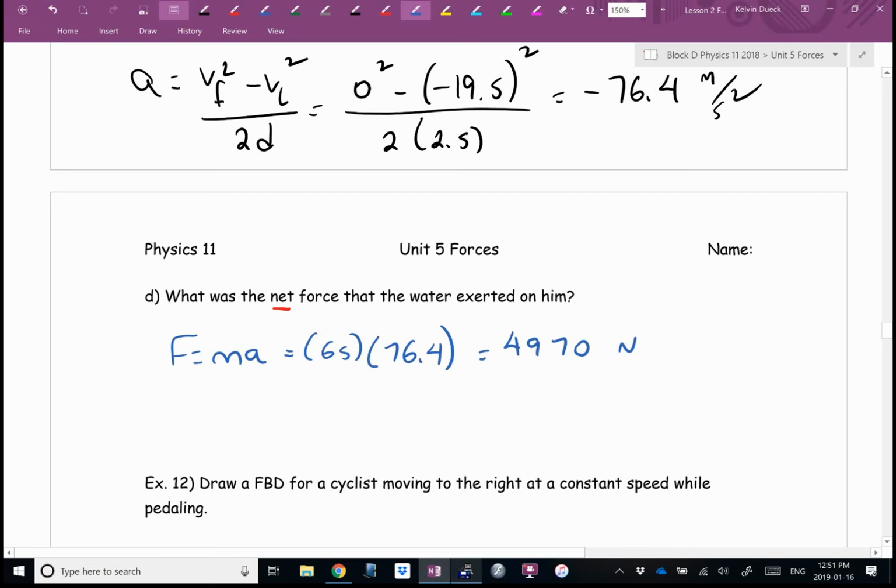Is that a lot? I don't know. Well, what was the acceleration? Negative 76.4? That's around 7.5 Gs. You'd feel that. You might even have a bruise. Okay? Are you going to the hospital?